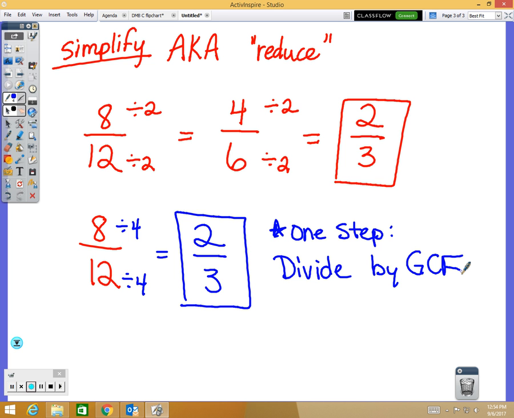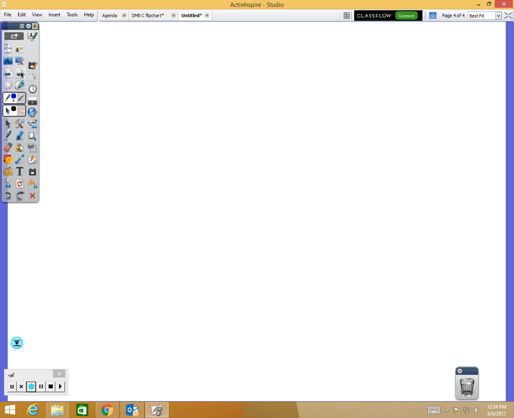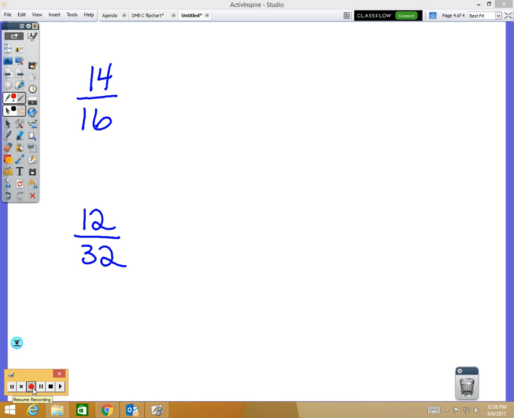So let's do some examples with these. How about I give you 14 over 16. You try that one, and you try 12 over 32. Try those both. All right, so 14 over 16. What can I divide both 14 and 16 by? 2. So 14 divided by 2 is 7, and 16 divided by 2 is 8. Can I do anything else with 7 over 8? No, that's it.